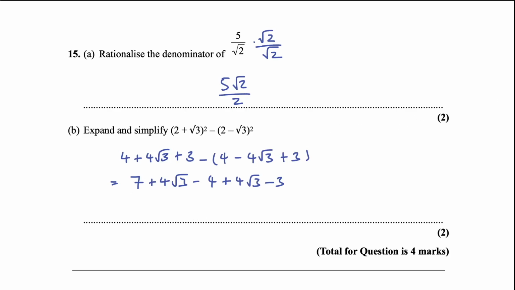And then let's see what we can cancel. Well, that 7 would cancel with these other constants. And then we'd just be left with 8 root 3 as our final answer. So 8 root 3 for 2 marks.